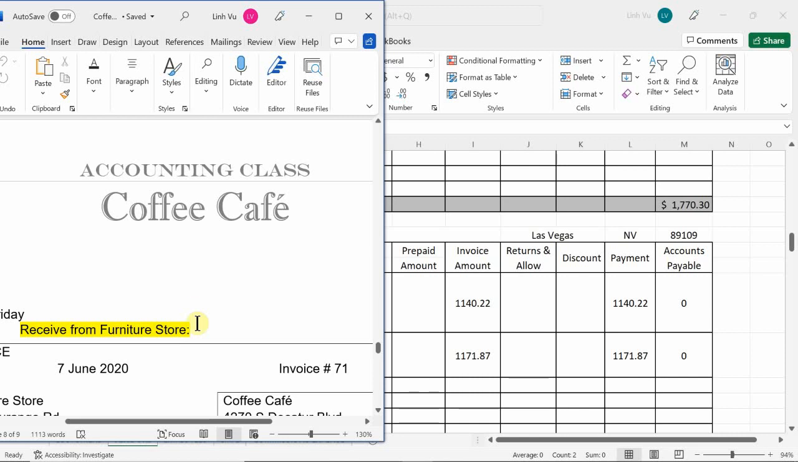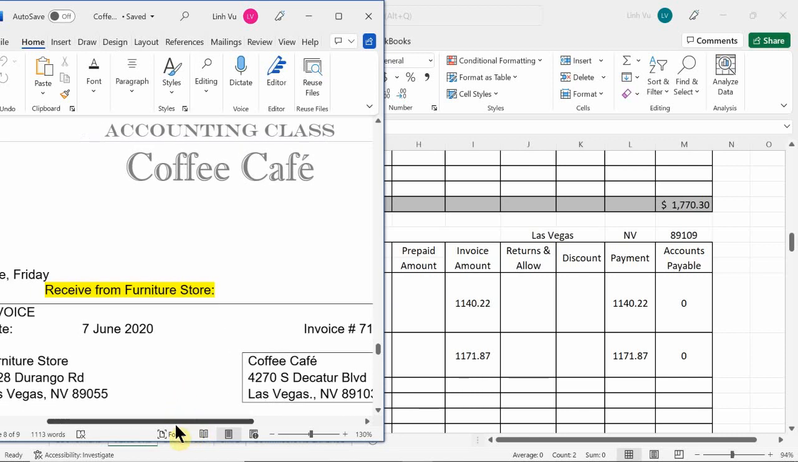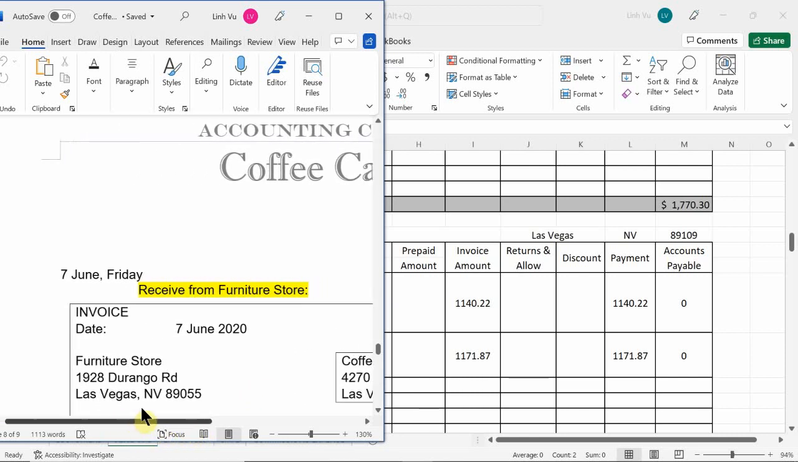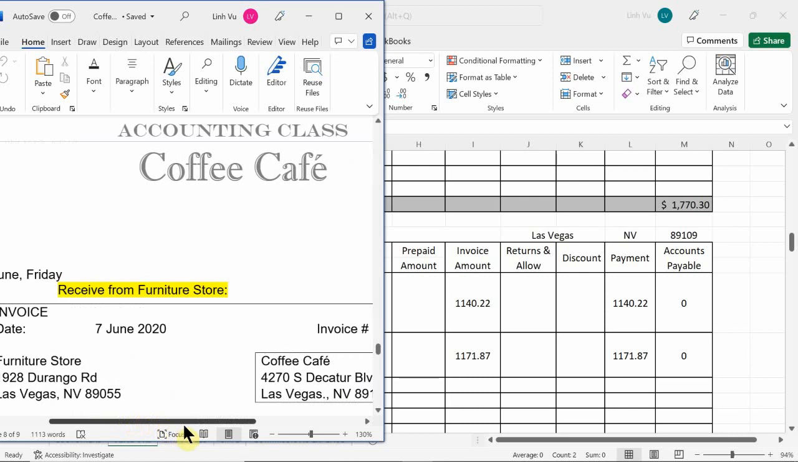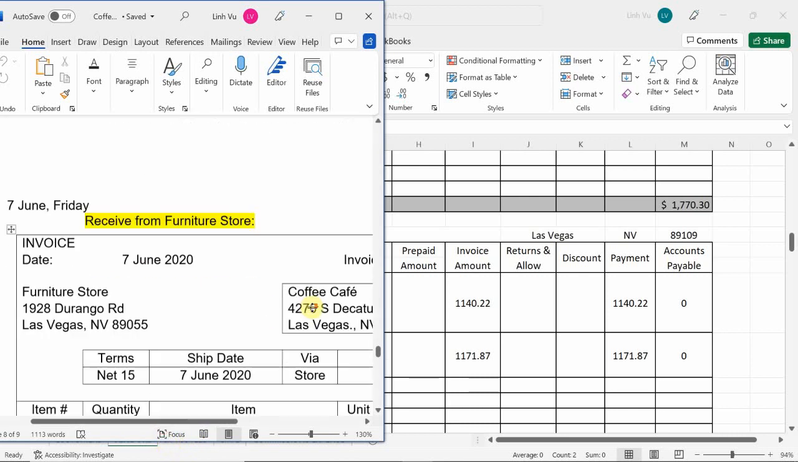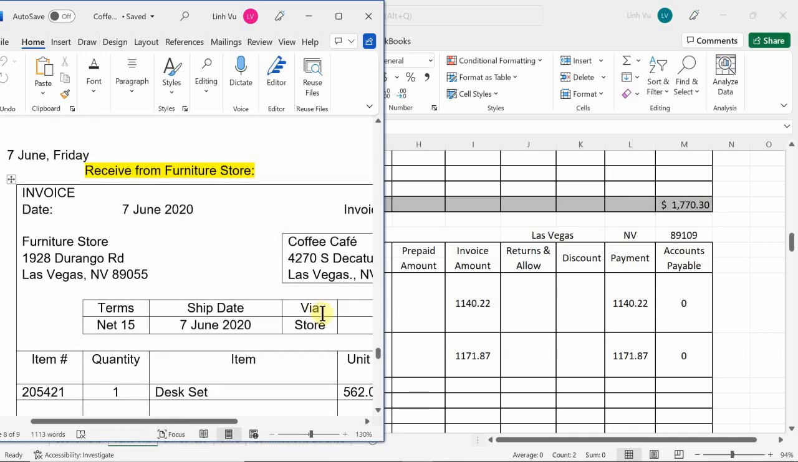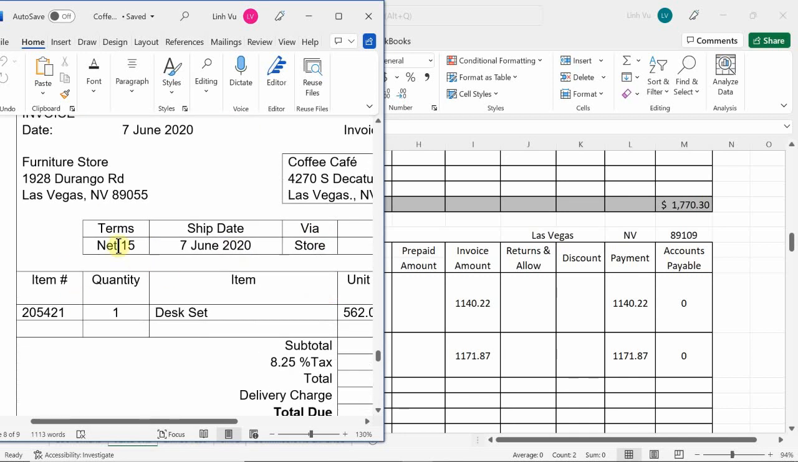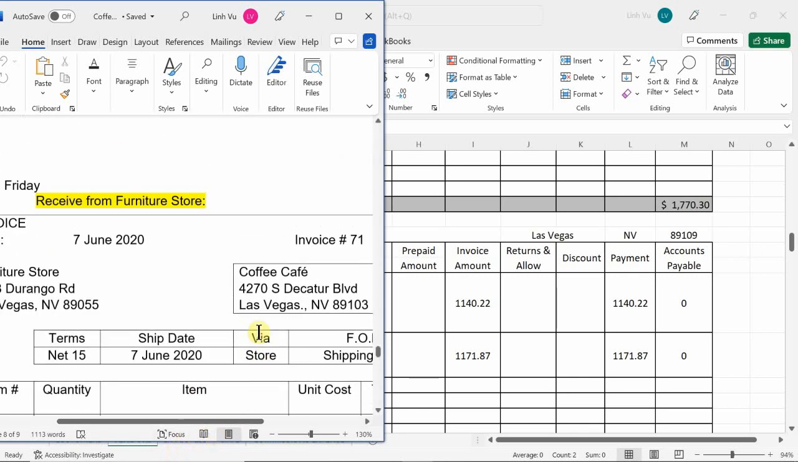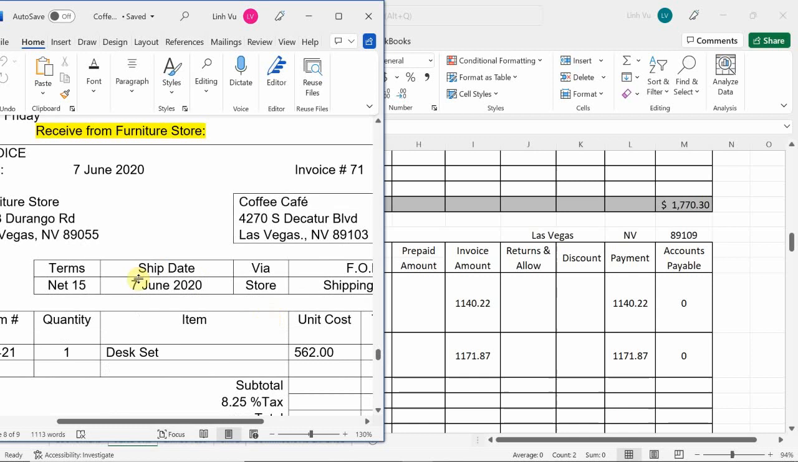Okay. So then let's go ahead and see what happened next. Same day, this time we actually end up receiving another bill from Furniture Store, and we received our desk set. So in this case, here's the information here. It's due in 15 days. Okay, invoice number 71. Here we purchased one desk set, which cost me $562.